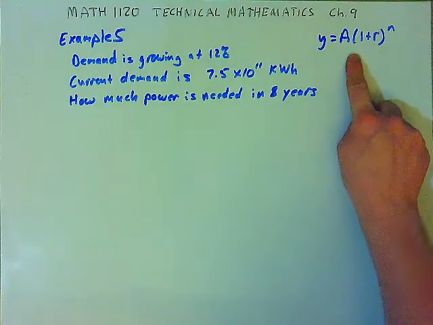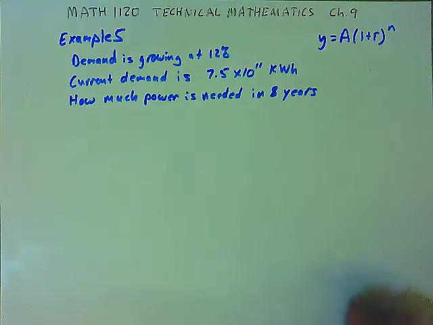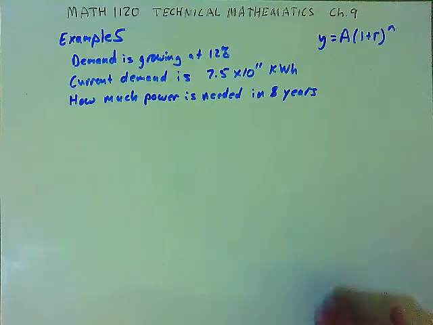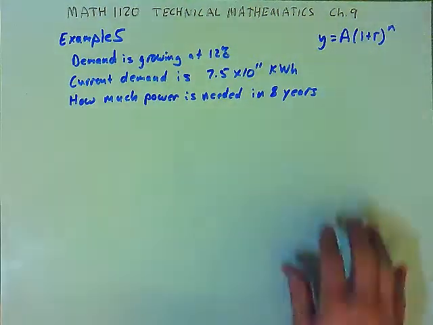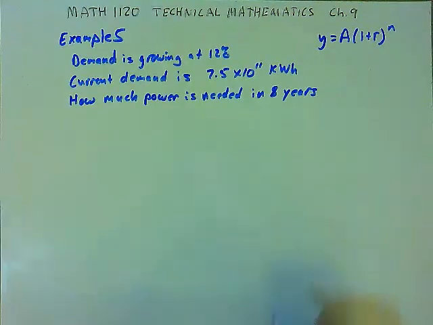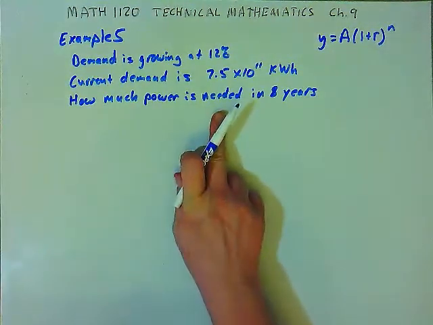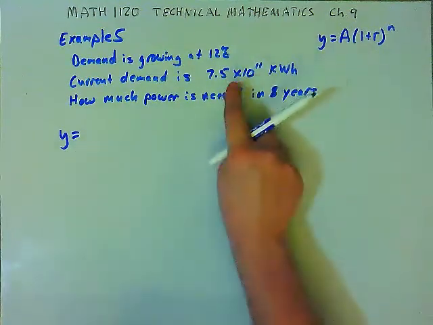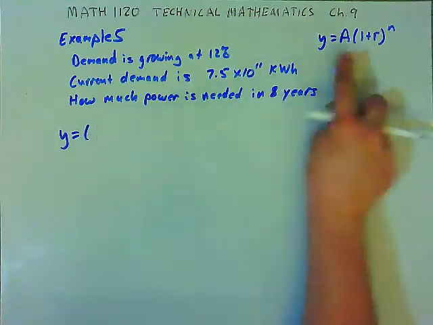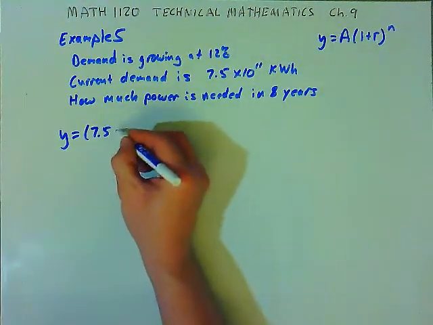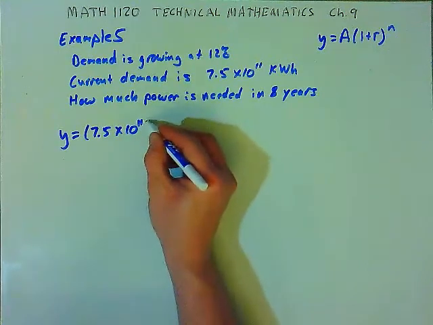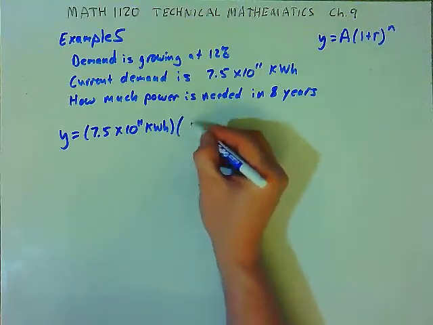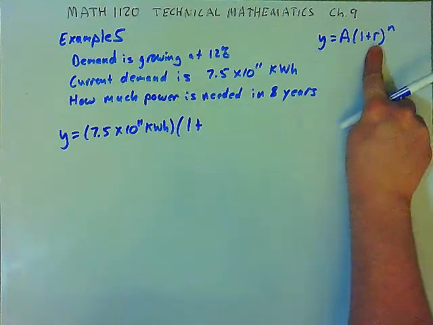Well, we can use this formula. And I'm going to solve the problem twice, actually, once using the formula and then once calculating the demand for every year in order to see that the formula does in fact give us the correct answer. And so y, that is the power needed in 8 years. That's what we're trying to solve for. A is the initial amount. That's how much we're currently using. So A in this formula is going to be 7.5 times 10 to the 11th kilowatt hours, and then we're going to multiply that by 1 plus the rate. The rate is the rate of growth.